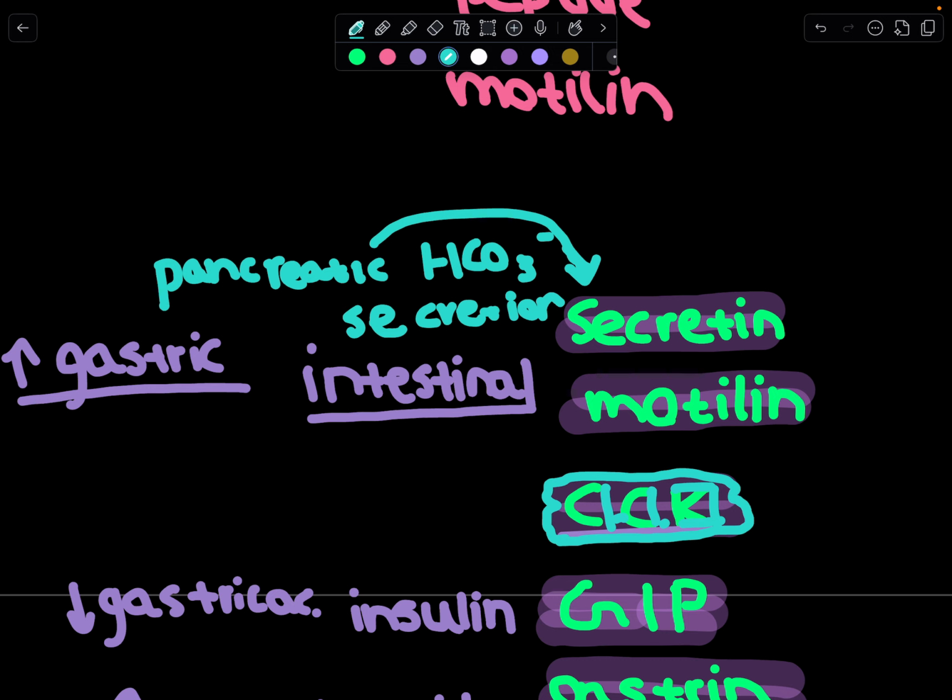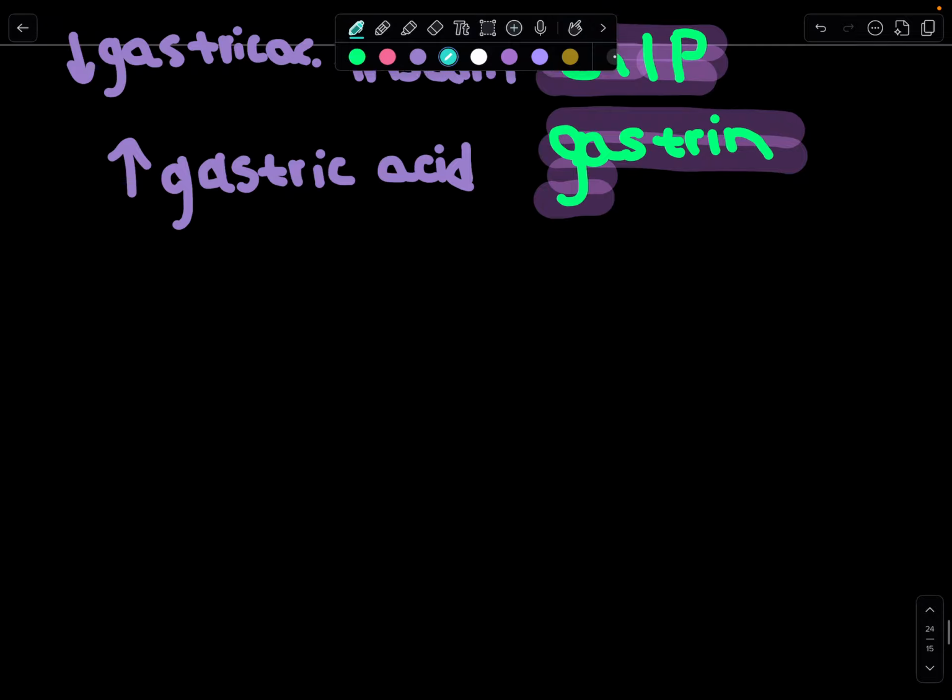Cholecystokinin, CCK, from I cells in the small intestine, stimulates pancreatic enzyme secretion to digest fats and proteins and slows gastric emptying to give the intestine time to process chyme. It's triggered by nutrients like fats, coordinating digestion with motility.